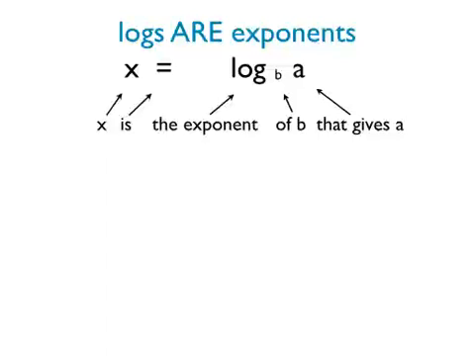X is the exponent of b that gives a. So if you understand that worded statement, then this is a piece of cake. X is the exponent. Where does it go? It goes to the exponent. The exponent of b. Where does b go? On the left. Yes, x is the exponent of b that gives a. You see?